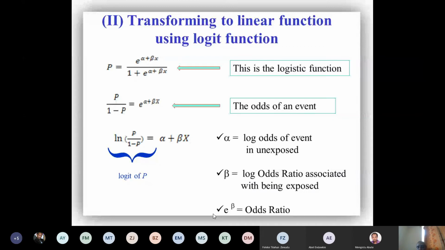Because the odds ratio is simpler to interpret, or to talk with our clients or customers or data users, than interpreting beta as it is.